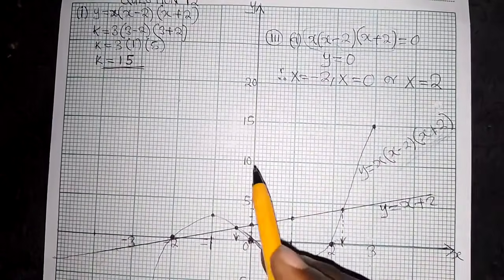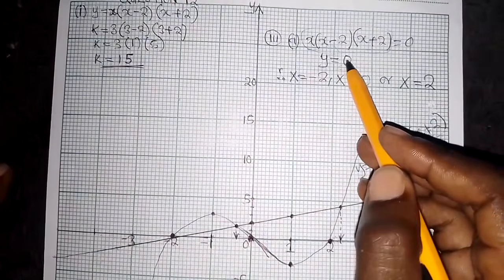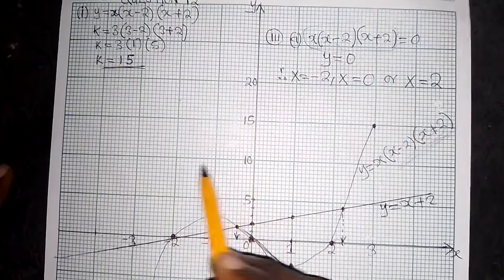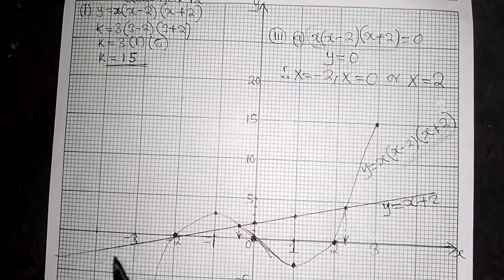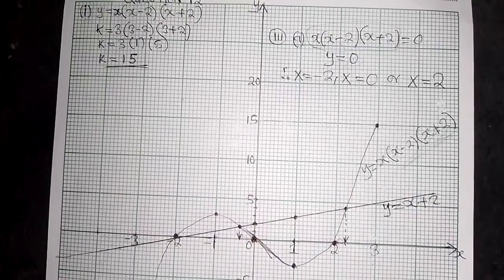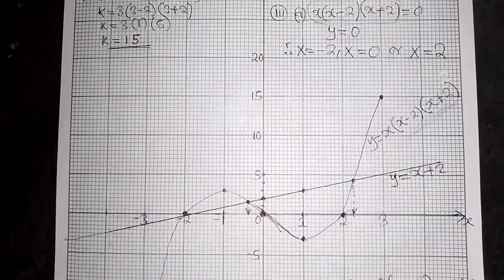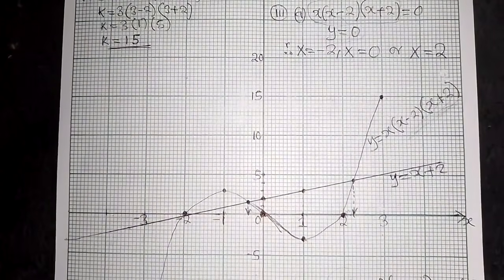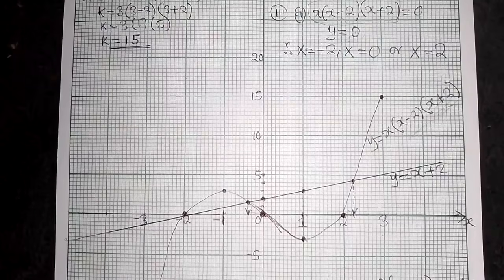So if it was y is equal to 10, we start at 10, then I put a line like this. Then I get where it is cutting the curve. Have you seen? This is what you are supposed to do.